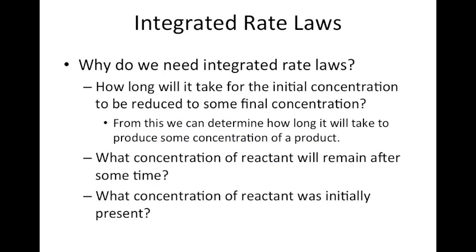So some questions that we can answer using our integrated rate laws are as follows. A couple of these would be how long will it take for our initial concentration of a reactant to decline to a certain level? Once we figure that out, we could also answer how much of a certain product can be produced over a given time period, which is often very useful in chemistry. We could also ask what concentration of a reactant will remain after the reaction has been carried out for some time period. And finally, what concentration of a reactant was initially present before we began the reaction.